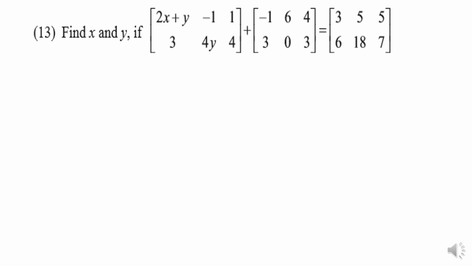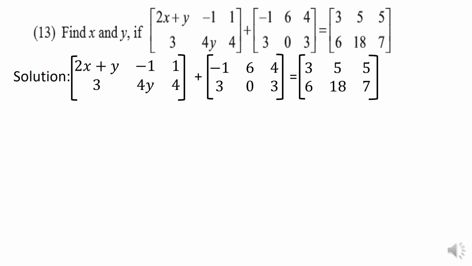In the 13th sum, two matrices are added together and we get an answer matrix. Now you see that in the first matrix, there are some unknown values such as x and y. We are expected to find what x and y are. First of all, on the LHS, the addition of the matrices is done by using the rules for addition, that is adding the corresponding elements together like this.